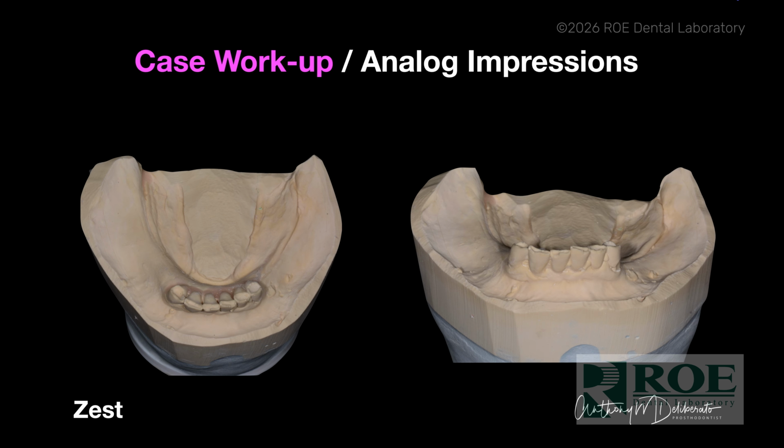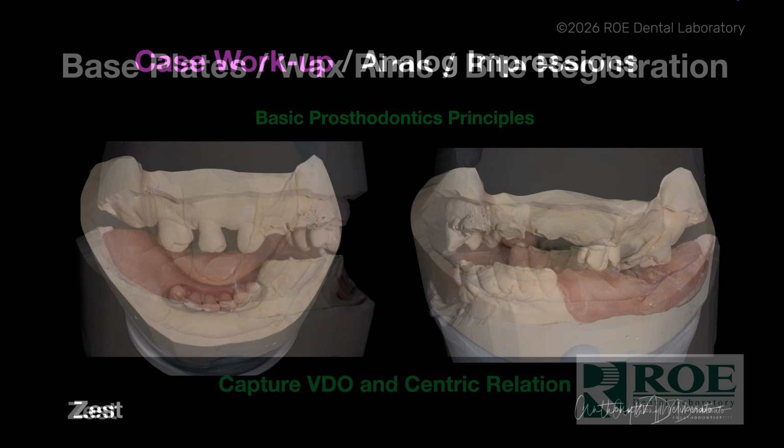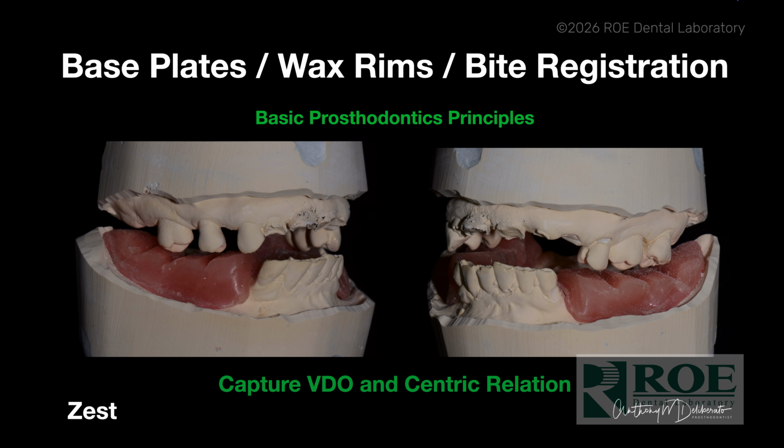Here we see the lower model where we've captured the retromolar pads and the floor of the mouth and the hamular notches and the vestibules. And because this patient has so few teeth, there's no way that we can mount these models without first fabricating some base plates and wax rims.